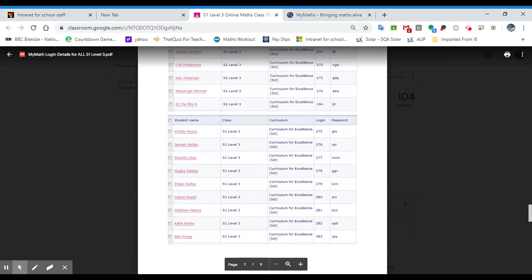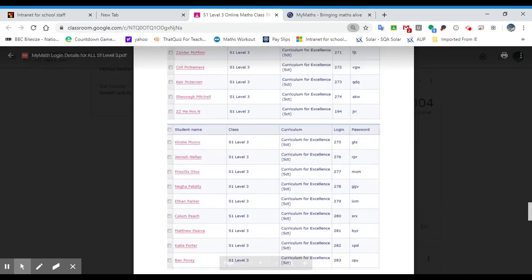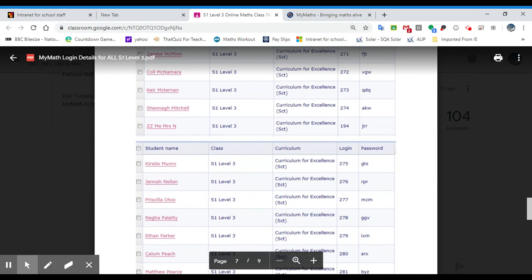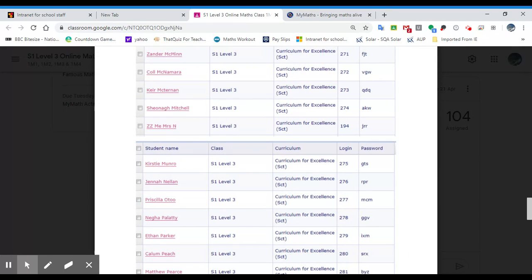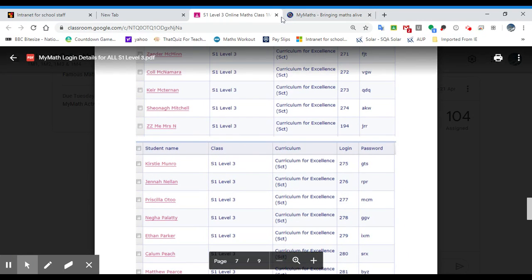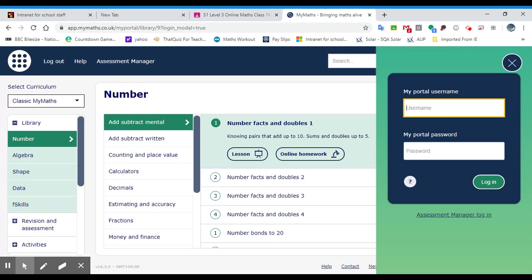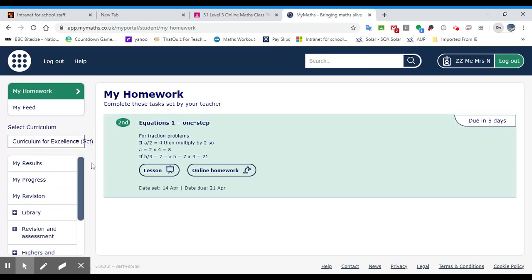I've made one for myself here, so I'll enlarge the screen now. So this is for me just to show you how it works. So 194JRR. So I'll go back over here and I'll put in 194 and JRR, but you don't see that part. Then this is what I've set for you. You can save your password at the side. I'm not going to do that, but what you'll see is now I've got my information there.